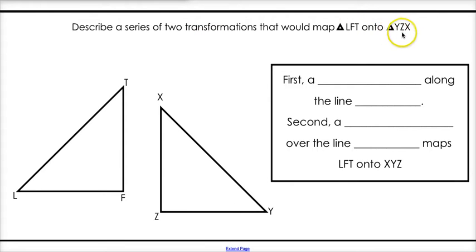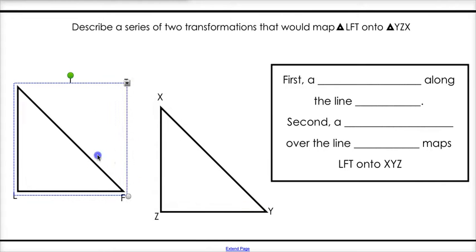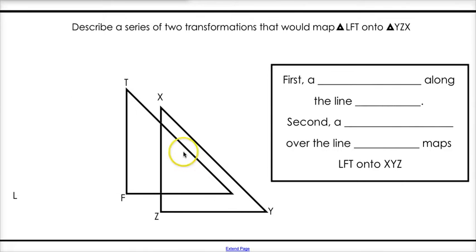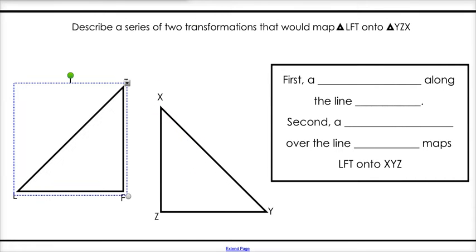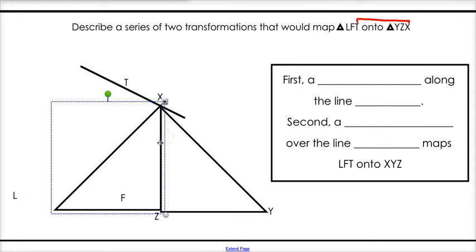So in this case, I want to describe a series of two transformations that map triangle LFT onto triangle YZX. Now in this case, I'm going to need 2, because if I were just flipping this over this line over here, they don't map onto each other. They're too far apart. So I got to get them next to each other. And the way we could do that is by translation, which we learned about in the last lesson. So if we translate this along the line TX, and remember we know that because T and X are both last, they're going to correspond to each other. We just move this triangle along the line TX, a translation right there.